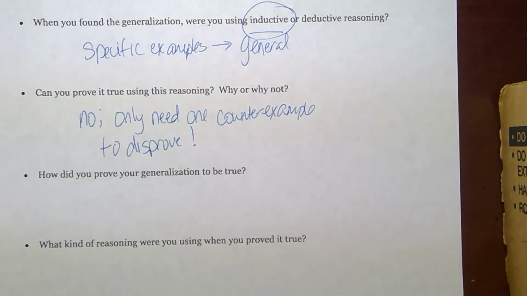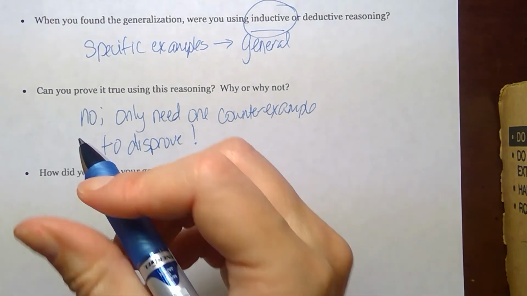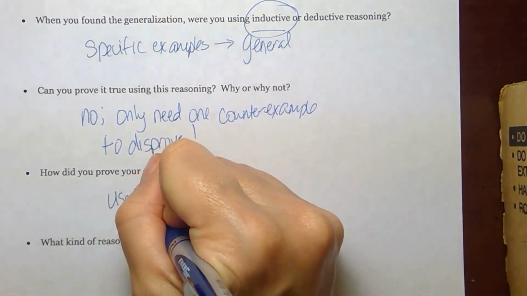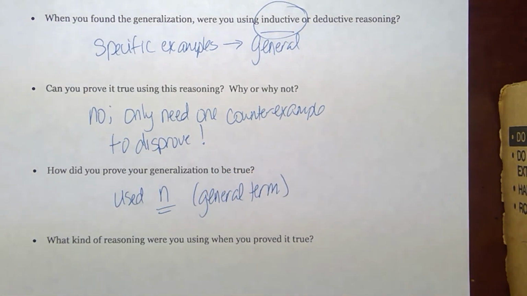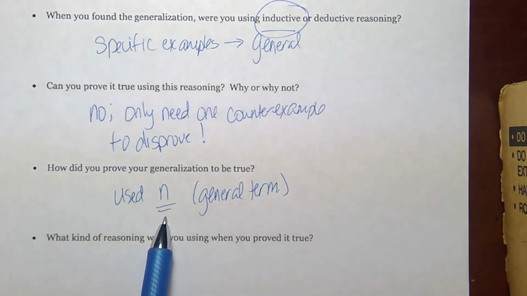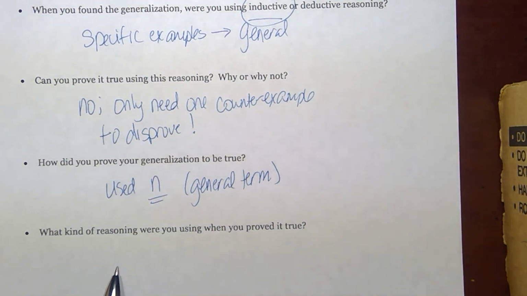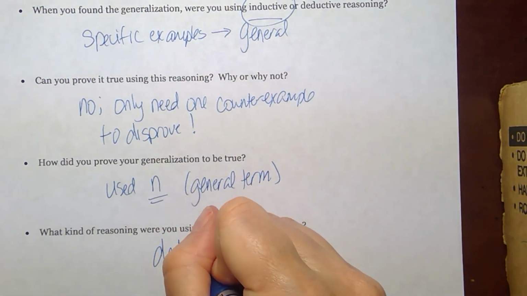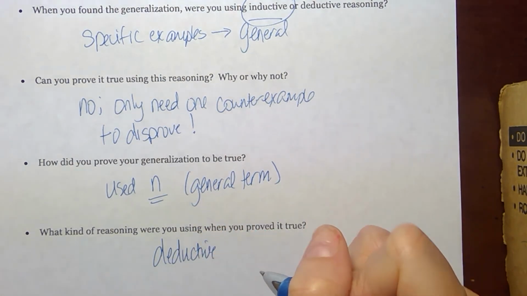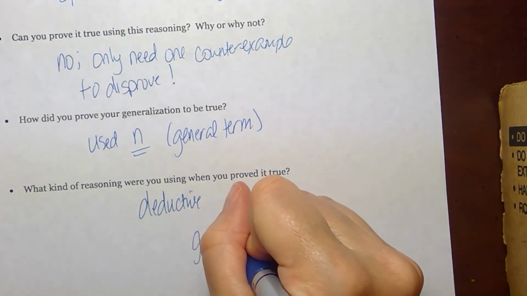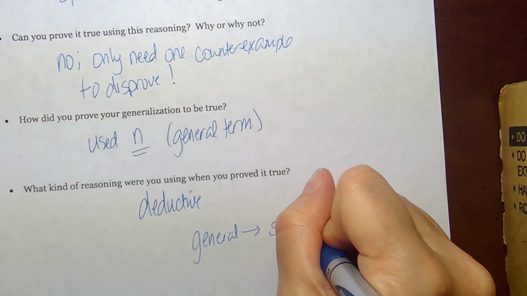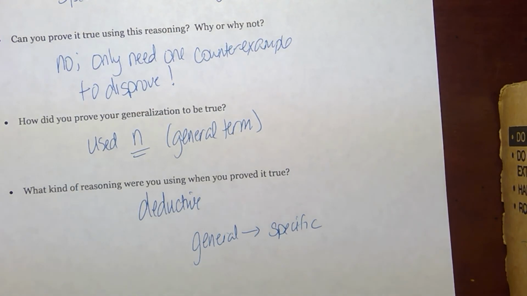When I went back to that problem, how did I go about proving my generalization true? Well, I used n. I started with a general term. When I used that general term, what kind of reasoning were we doing? Then we were doing deductive reasoning. And when I go general to specific, I'm using deductive reasoning, and it can be proved true or false.